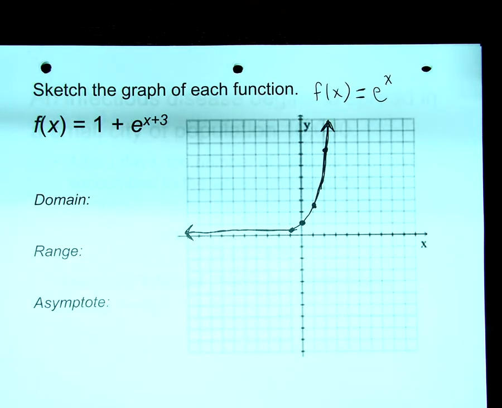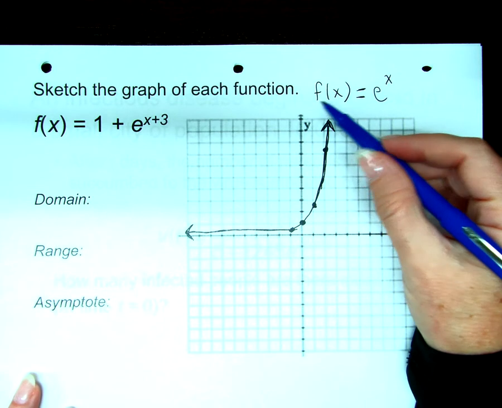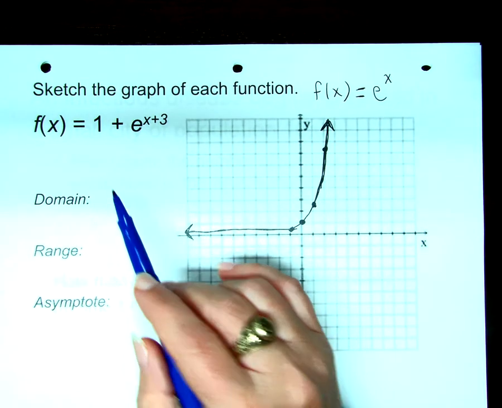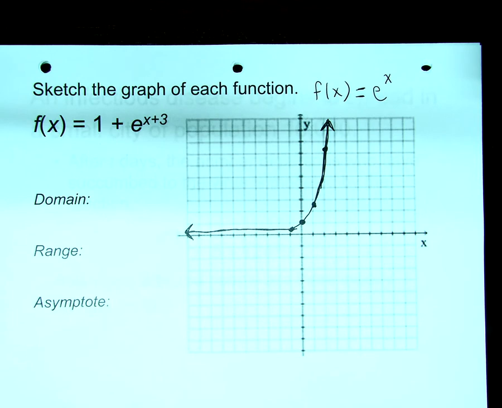Sketch the graph of each function. So we start with f of x equals e to the x. That's our parent right there. And we need to use our transformation rules on this particular function.